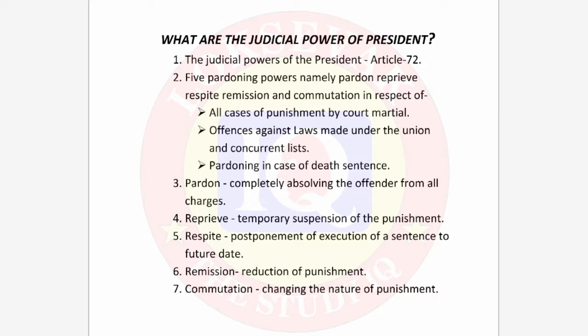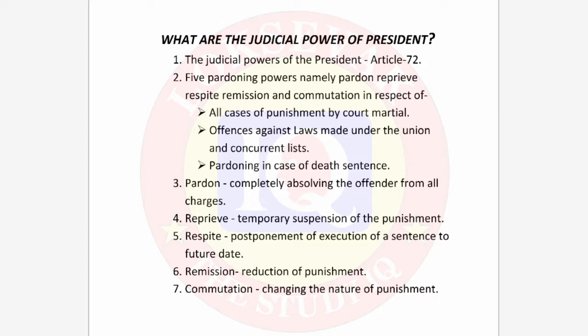First thing. Second thing, offences against laws made on the union and concurrent lists. There are 3 lists: state list, union list and concurrent list. So the President can give pardon, remission, respite, commutation and reprieve in cases related to the union and concurrent lists. And third one, pardoning in case of death sentences.